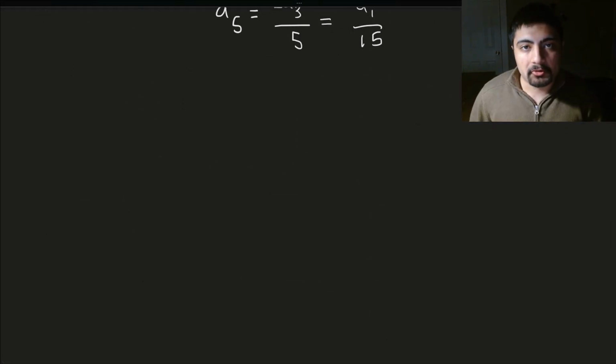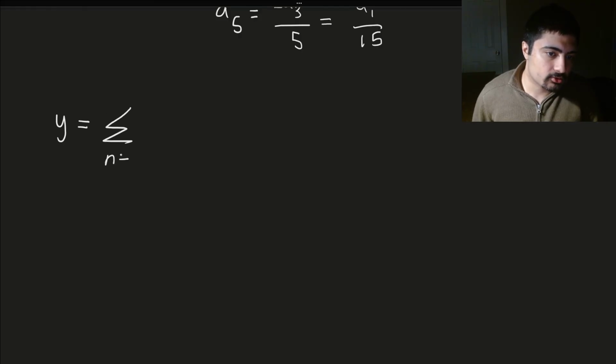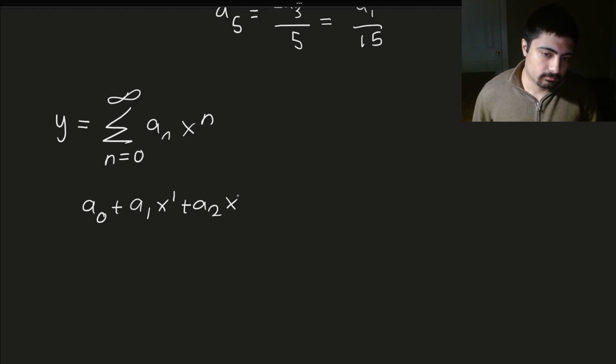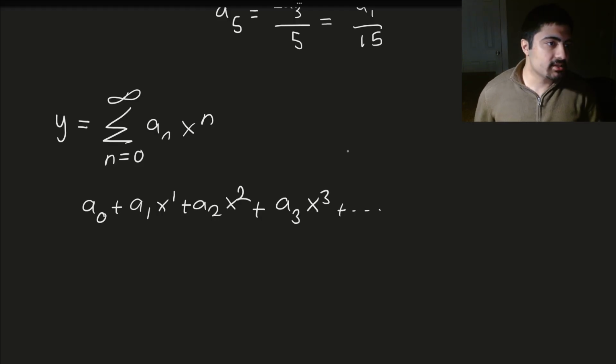Now that we have gathered our constants, let's build our solution. So we previously defined that our solution is y, and y is the sum from n equals 0 to infinity of a sub n, x to the n power. Let's get the first few terms out of the way. So we want a sub 0 plus a sub 1, x to the 1, plus a sub 2, x to the 2, plus a sub 3, x to the 3, and so on. Okay, you can kind of see where it goes.